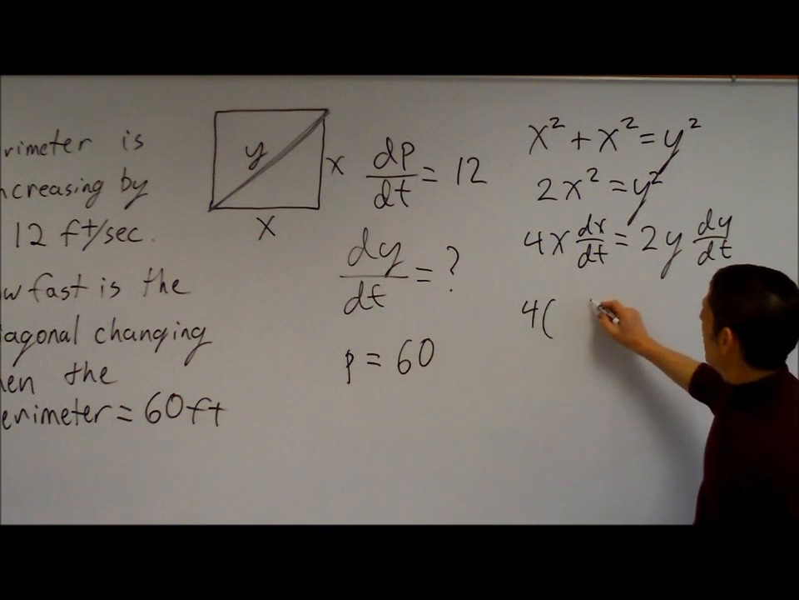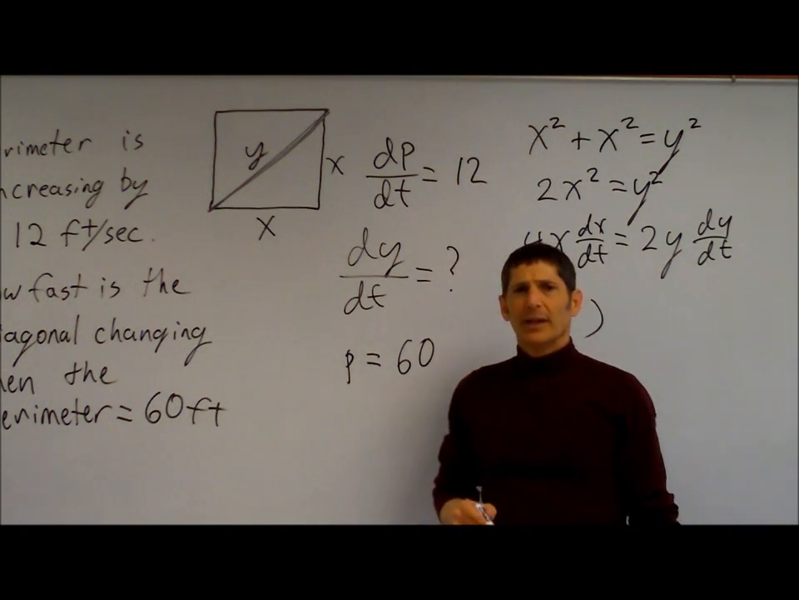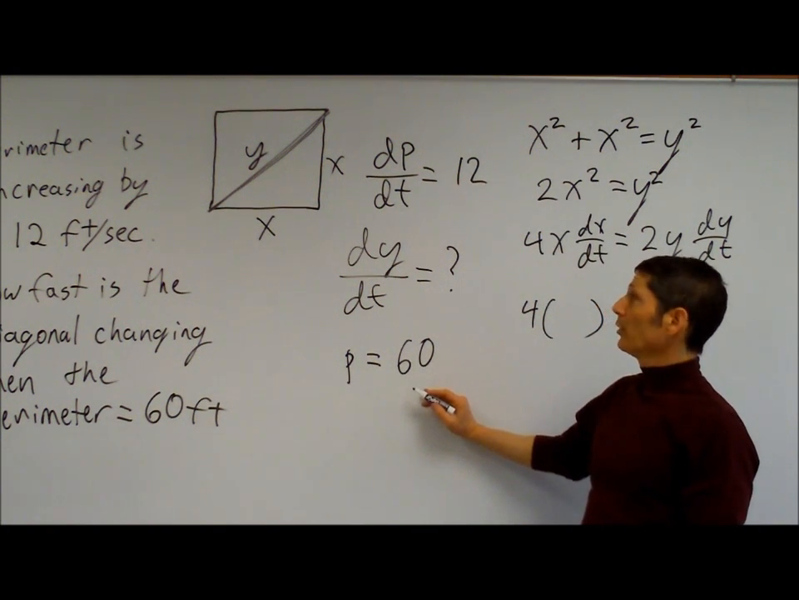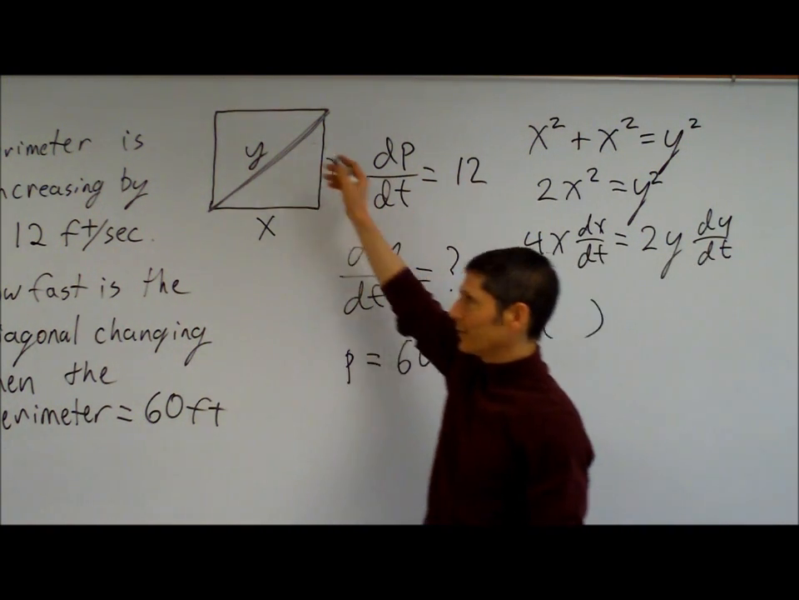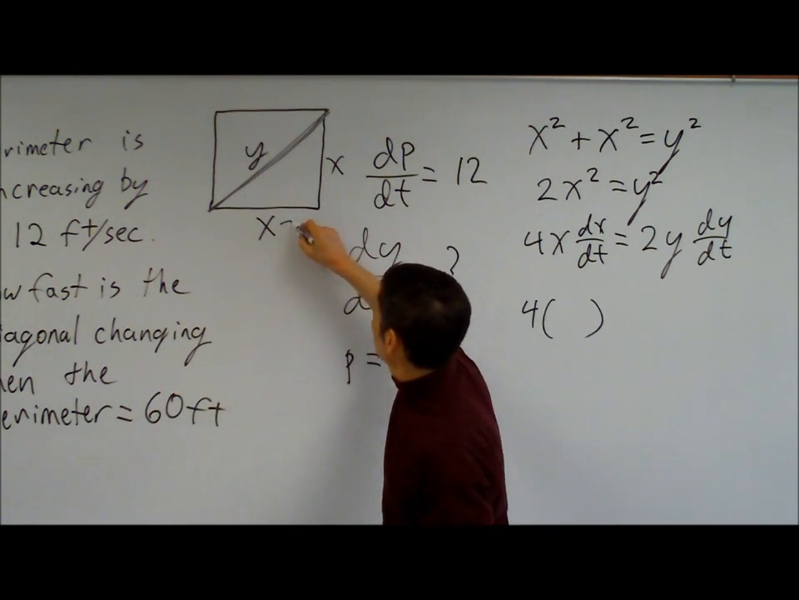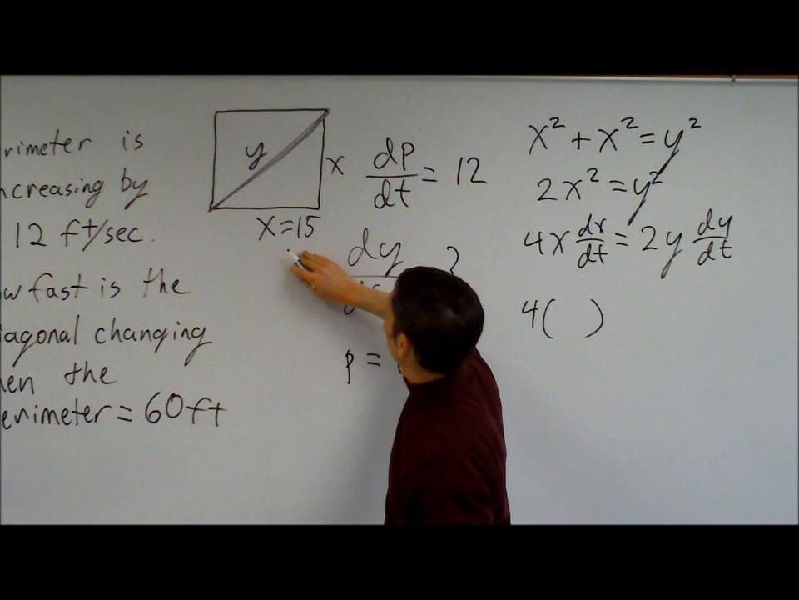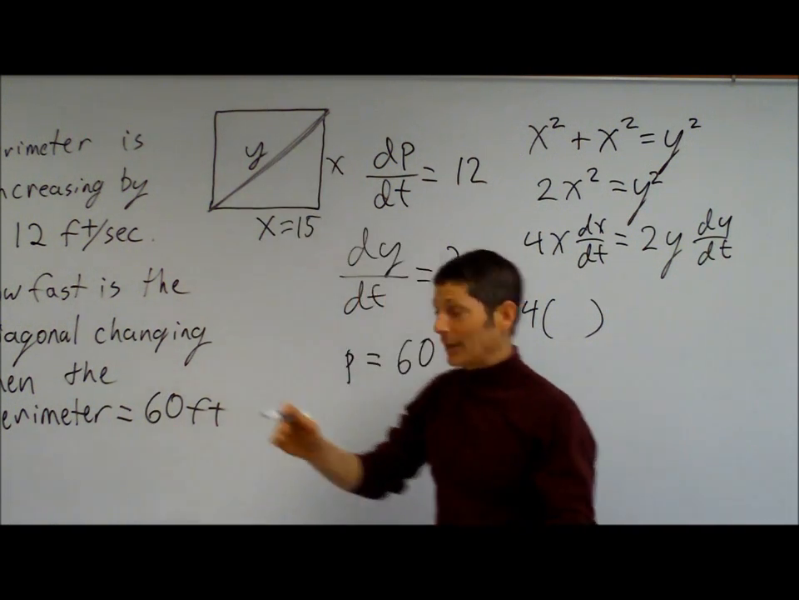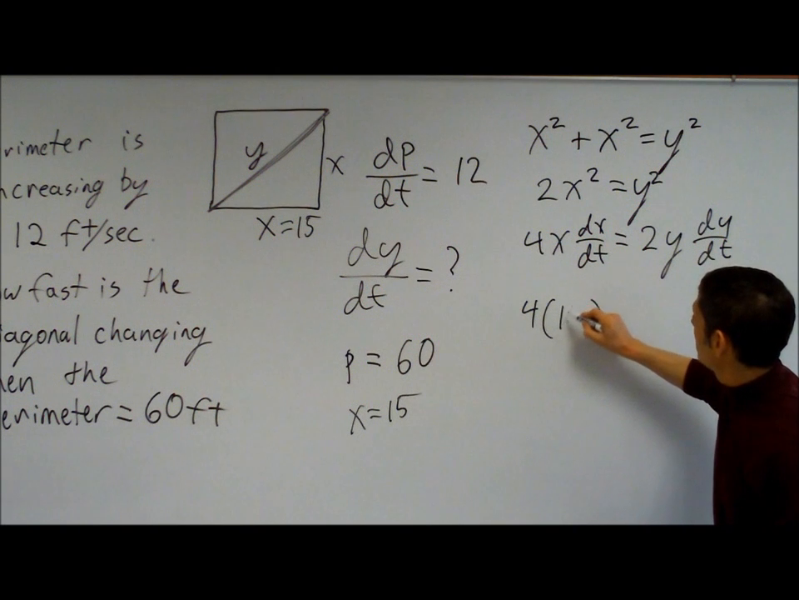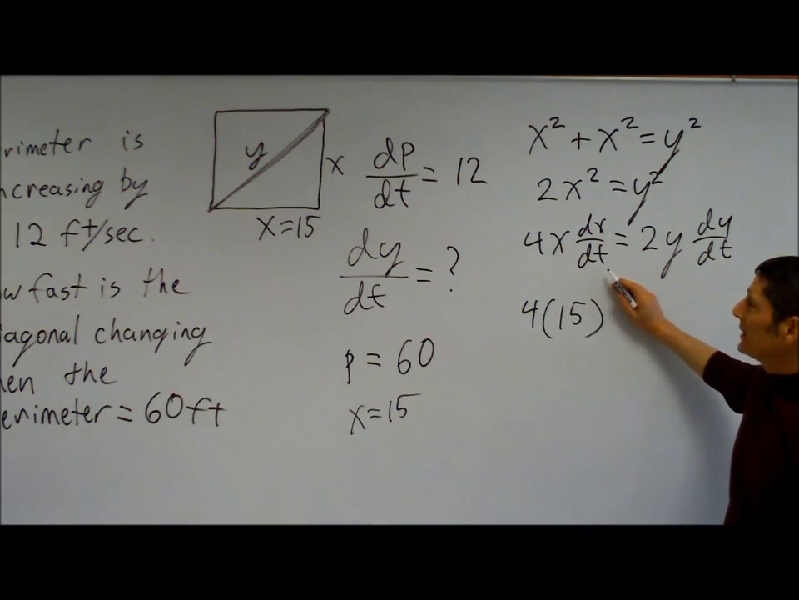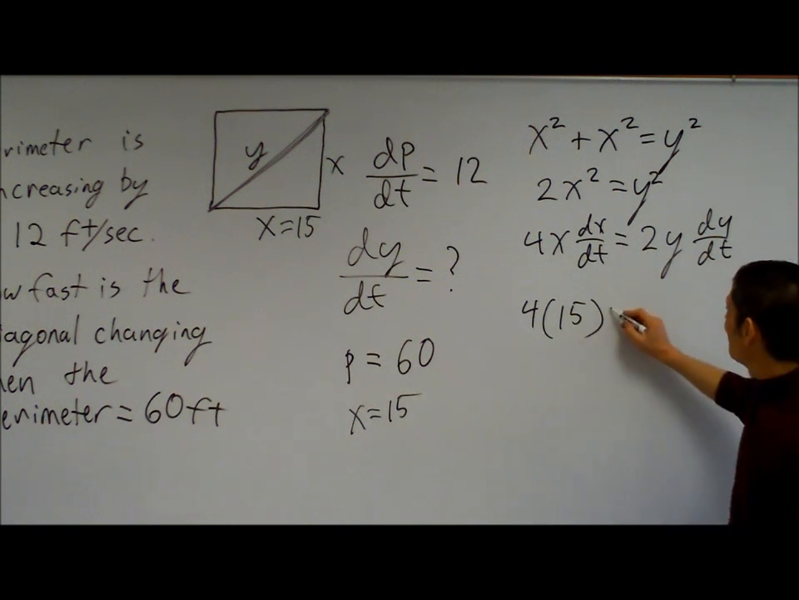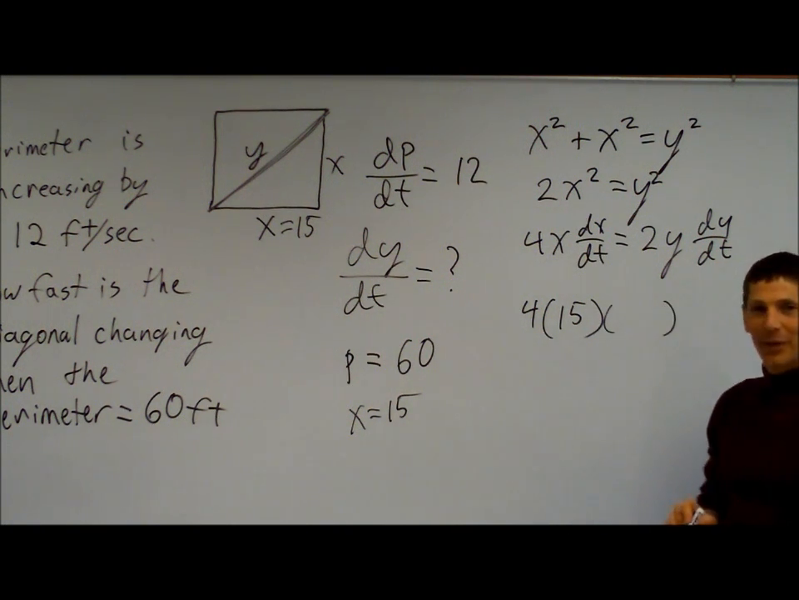Do I know what x is? Well, we don't, but I think we could figure it out. I know the perimeter is 60, so the whole thing is 60. Divide by 4, so what's that give me? 15. Since it's a square, 15, 30, 45, 60, that works. So x equals 15. I'm just going to fill it right in for x. dx/dt, I don't have that, so I'm going to leave a blank there.